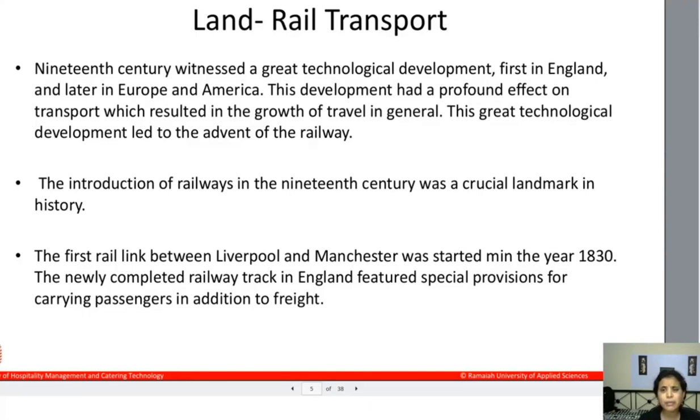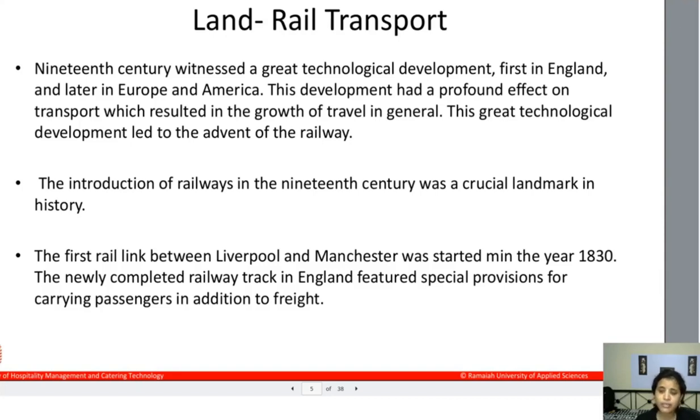There are many discussions which say that the railway started in 1825 and 1820. But in the tourism industry, we credit the first rail link between Liverpool and Manchester in 1830. It was a crucial landmark and a crucial development in the transportation industry.